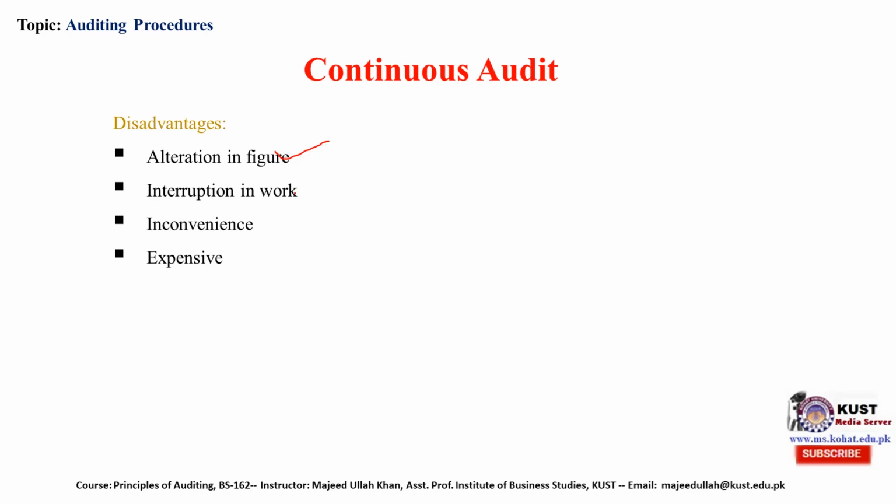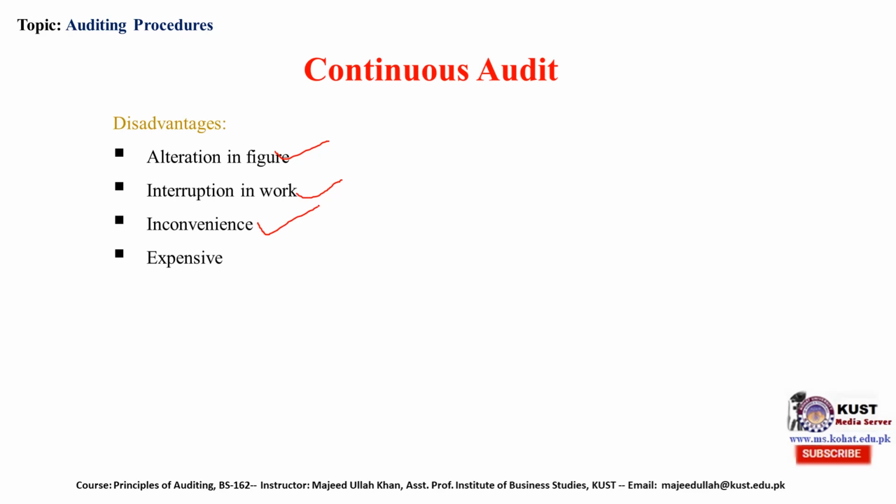Second is interruption of work. Audit is conducted for several years. The auditor may lose the thread of work and omit to follow up transactions completely, which may have been left upon the management, and management is interrupted on a frequent basis. The third one is inconvenience.